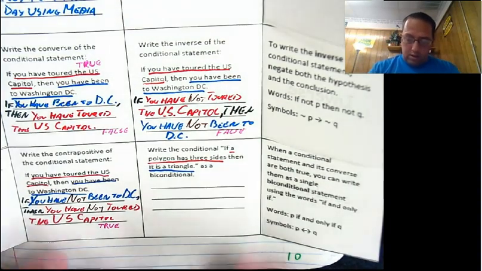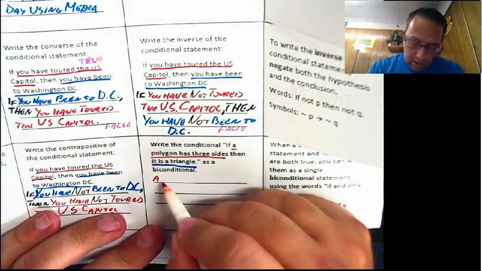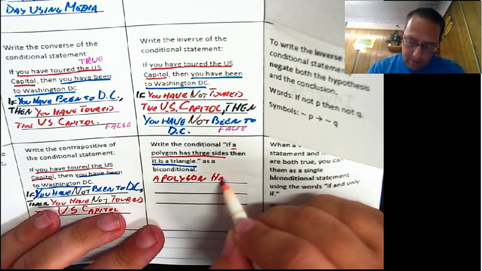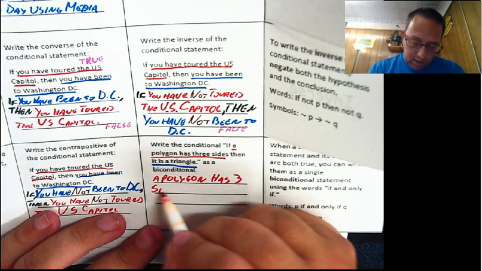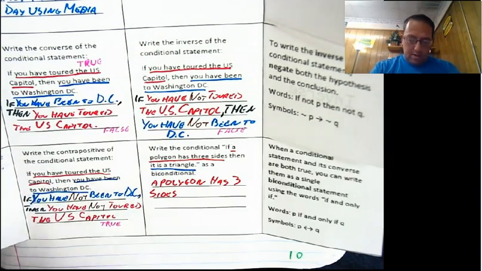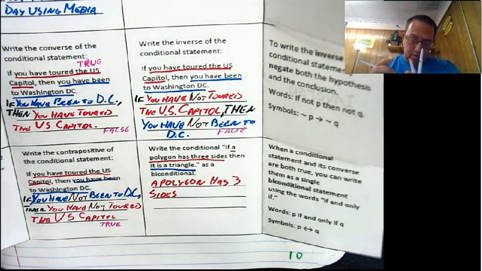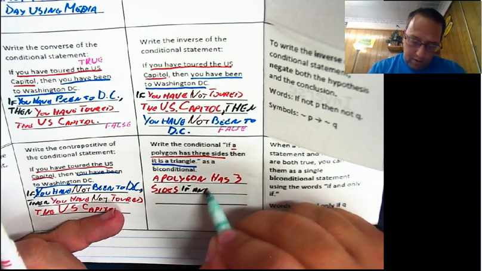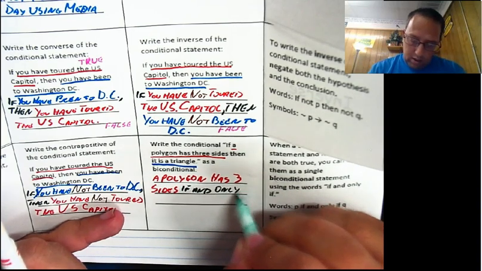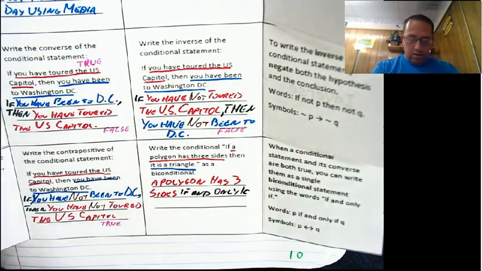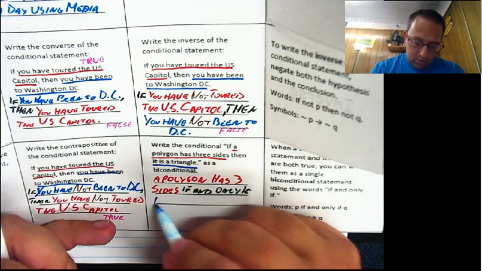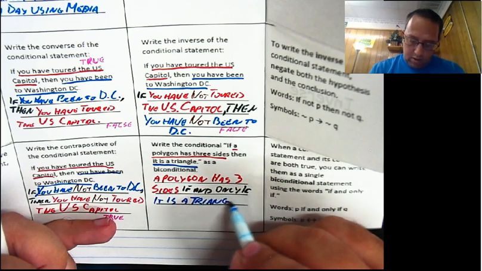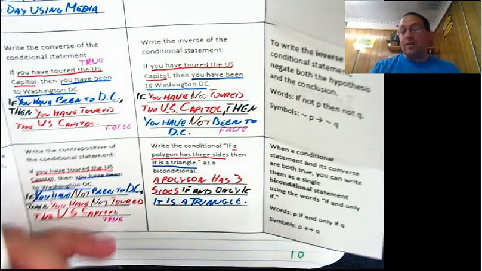All right? And so what we're going to do is we're going to rewrite this as a biconditional statement. So we start with a hypothesis. A polygon has three sides if and only if it is a triangle. And that is a biconditional statement.